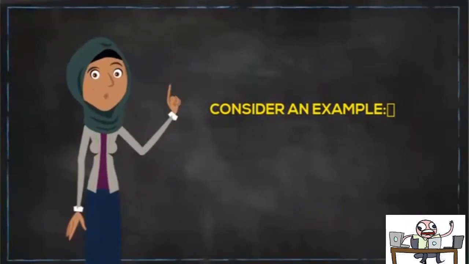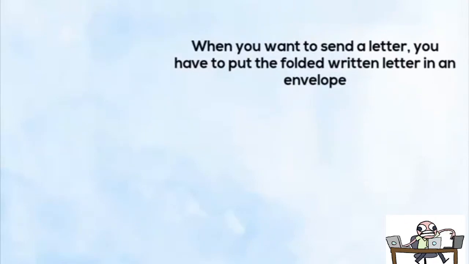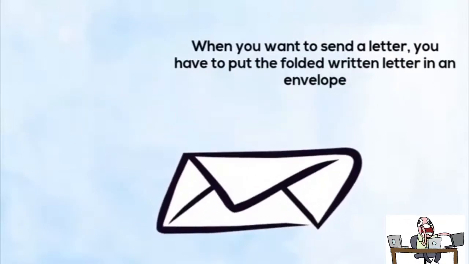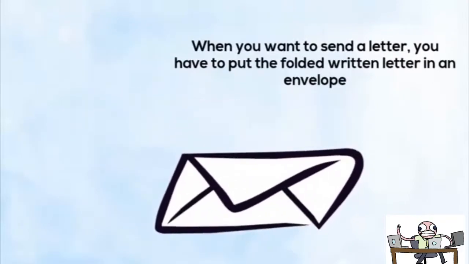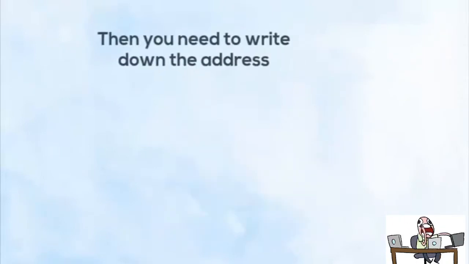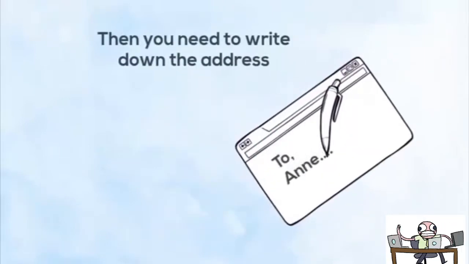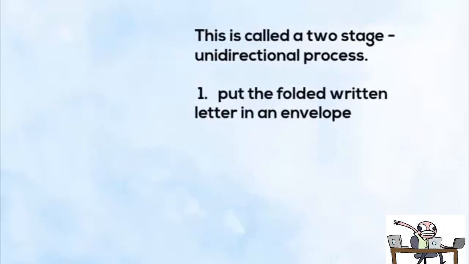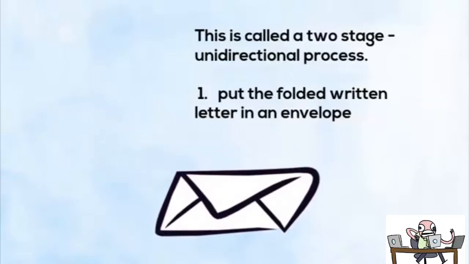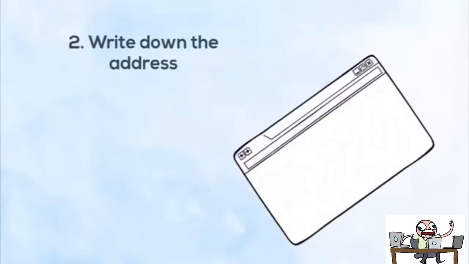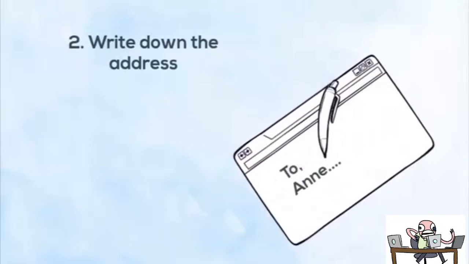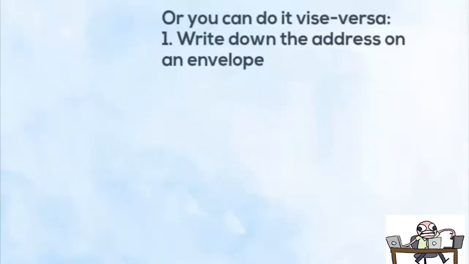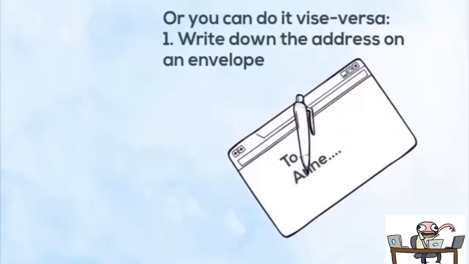Let us consider an example. When you want to send a letter, you have to put the folded written letter in an envelope. Then, you need to write down the address. This is called a two-stage unidirectional process. One, put the folded written letter in the envelope, and two, write down the address. Or you can do it vice versa.